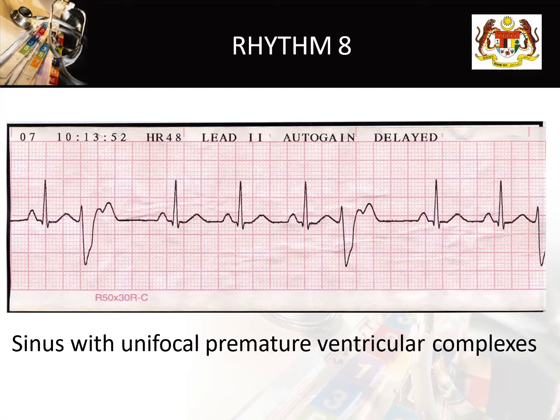Okay, this is another abnormal rhythm. We call this unifocal premature ventricular complex. As you can see from the ECG, there is an abnormal QRS complex, or abnormal ventricular complex, in between the normal PQRS complexes. As the name says, premature ventricular complex, this rhythm originates from the ventricle itself. So you cannot see the P wave before the abnormal QRS complex.